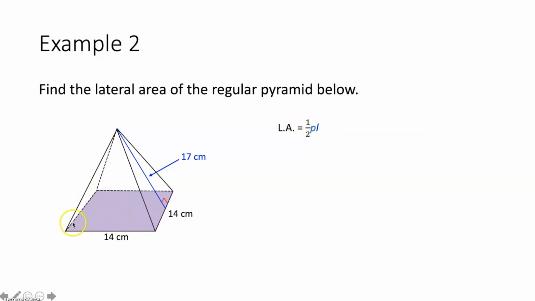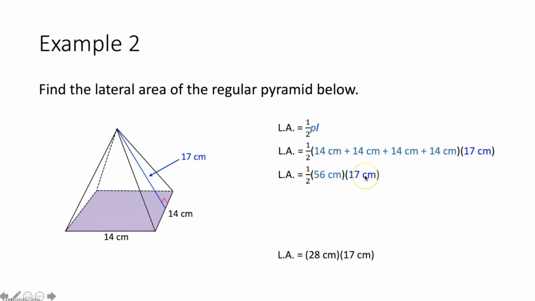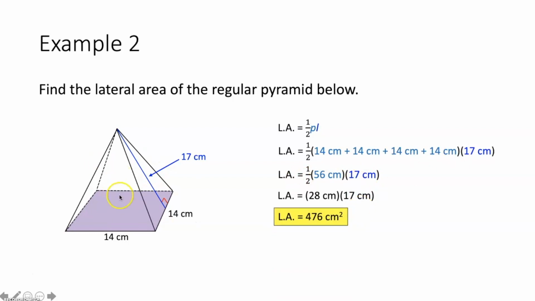Well, yeah, since this is a regular pyramid, that means our base is a square. So each side has to be 14 centimeters. So the perimeter of our base is just going to be 14 centimeters times 4, or 14 plus 14 plus 14 plus 14 centimeters. Our slant height is 17 centimeters, so that's going to go in here. And now all I have to do is simplify this. So if I simplify inside my parentheses here, multiply this all together, I end up getting that the lateral area of this regular pyramid is 476 centimeters squared, or square centimeters.